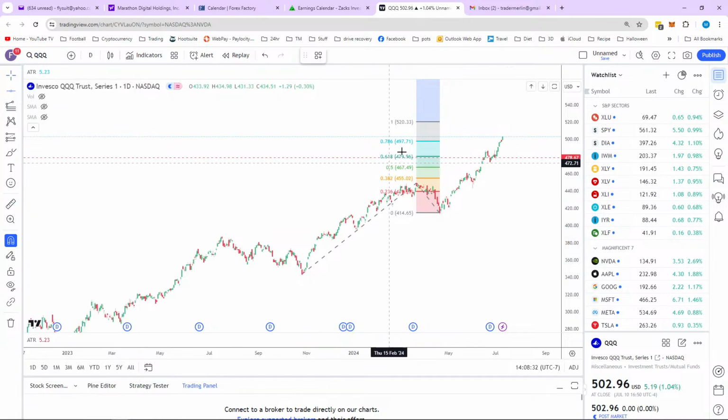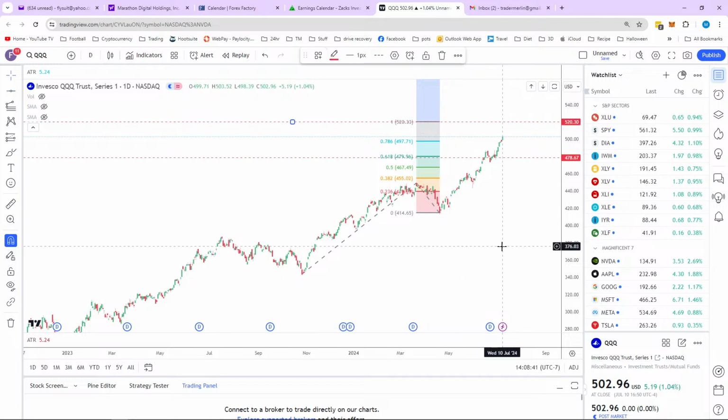If we're looking at the Nasdaq 100 ETF, triple Qs, we're currently sitting at 502.96, and it looks like 520 is your one-to-one extension. That is actually very close. We're pretty darn close to that one.